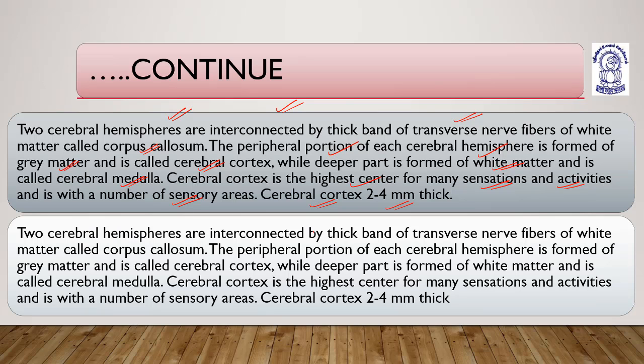Two cerebral hemispheres are interconnected by thick band. It is already, I think this part is repeated. No issues.